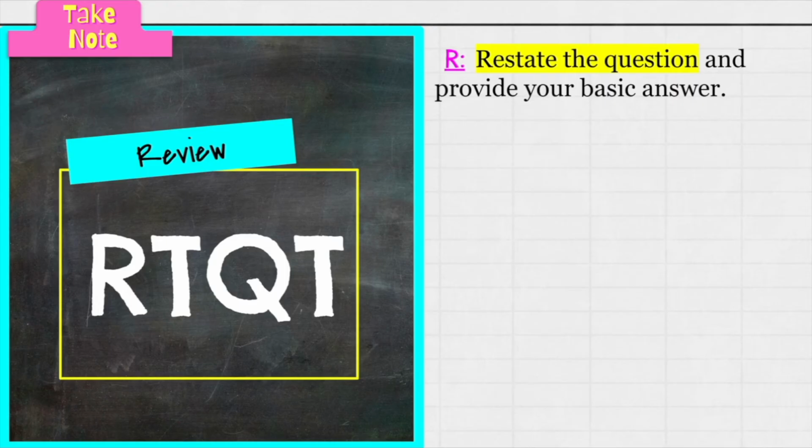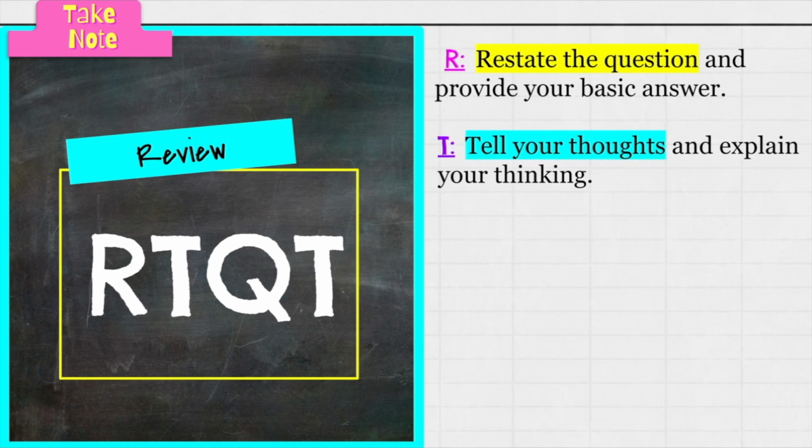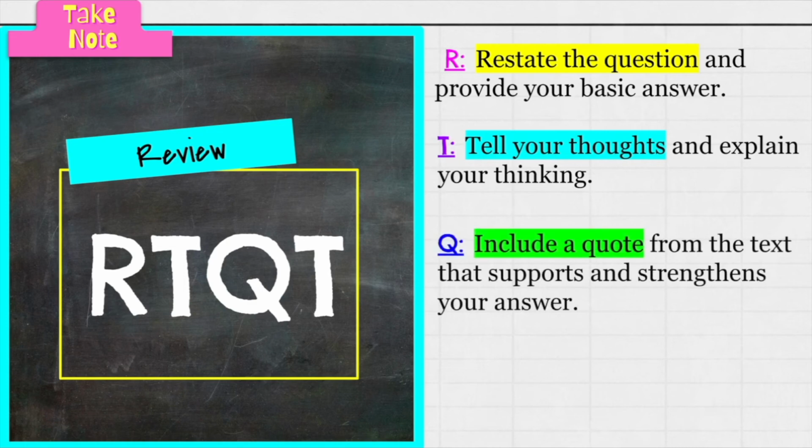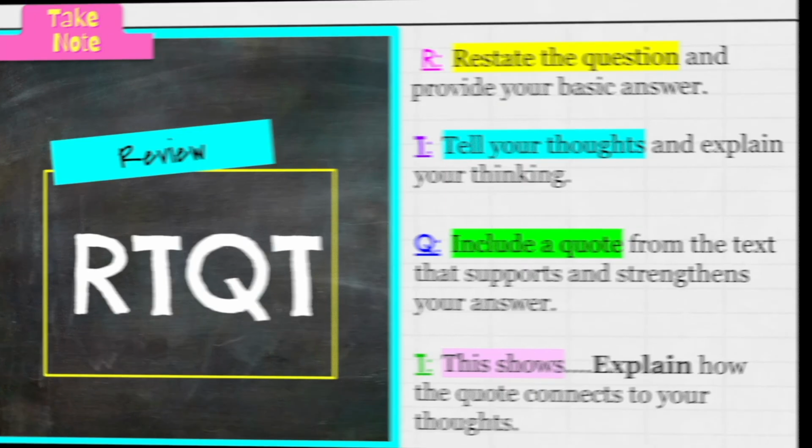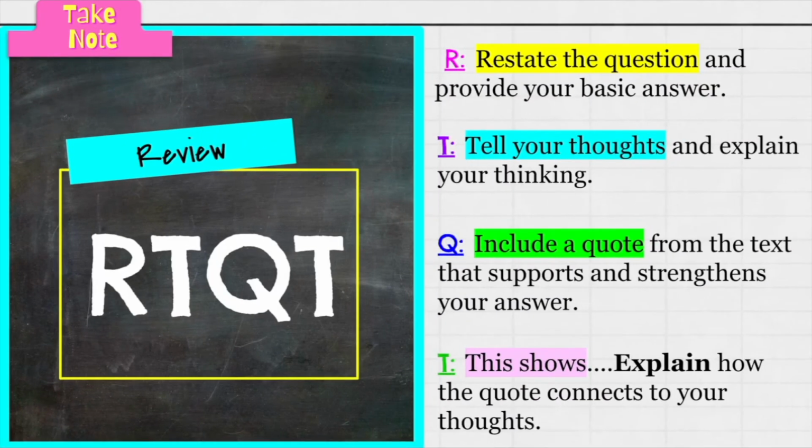So let's review. R, you restate the question and provide your basic answer. T, tell your thoughts and explain your thinking. Q, include a quote from the text that supports and strengthens your answer. And finally, T, this shows. Explain how the quote connects to your thought. That is it, my friends. That is the RTQT method. If you follow this method, you will have a quality response that includes text evidence and your own thinking. So it will be super strong, and your teacher will be amazingly impressed by your literary analysis.